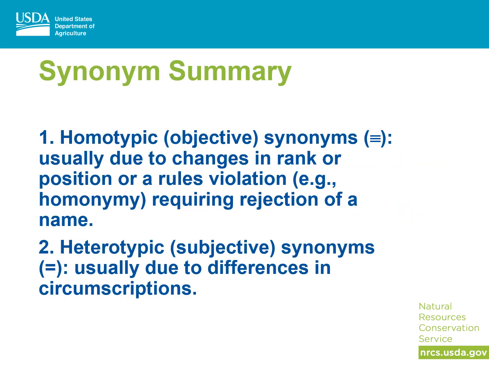So for a synonym summary, I just want to go over the two main types of synonyms and explain their differences and some of the database challenges they provide. Homotypic synonyms, which I showed with a triple bar symbol, are just that. They have the same type, two names that have the same type. They're objective synonyms. That means they will always be synonyms in any taxonomic treatment. Just which one is accepted and which one is treated as a synonym can vary. These are usually due to changes in rank or position, or both, or a rules violation, such as the Impatiens example I gave.